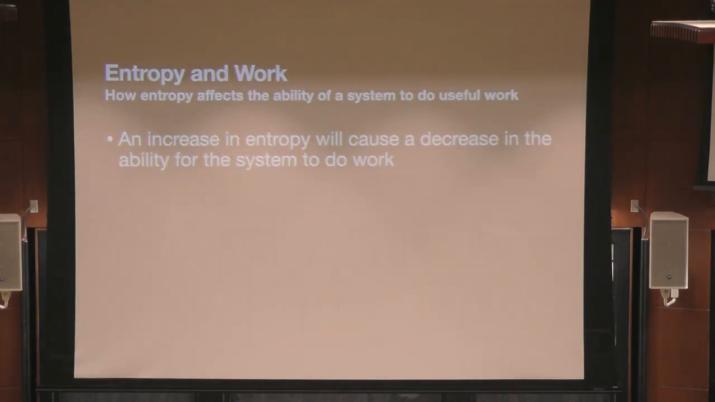Okay, so how entropy is related to work, how entropy affects the ability of a system to do useful work. An increase in entropy will cause a decrease in the ability for the system to do work. So this has applications to our ideal gas. When we have a gas do work for us, we have a decrease in the ability for the system to do work.